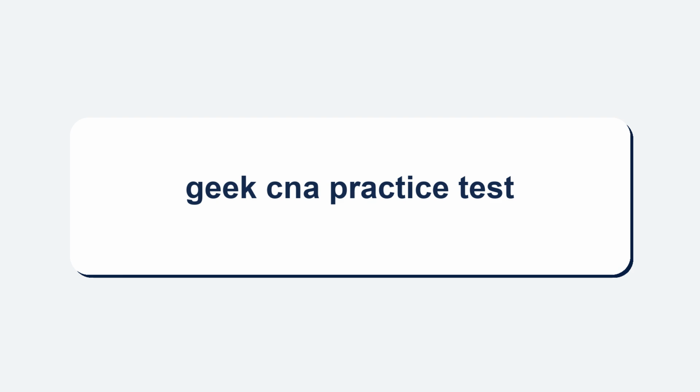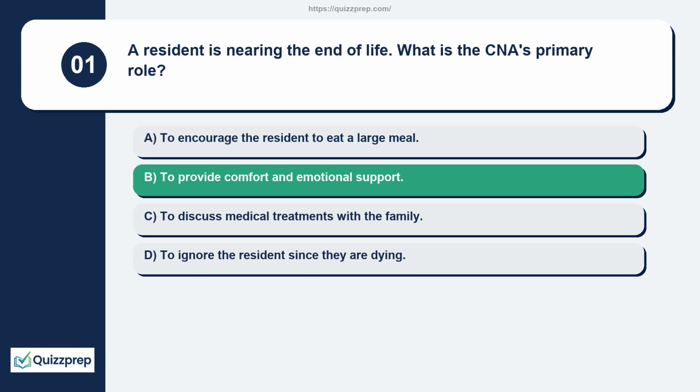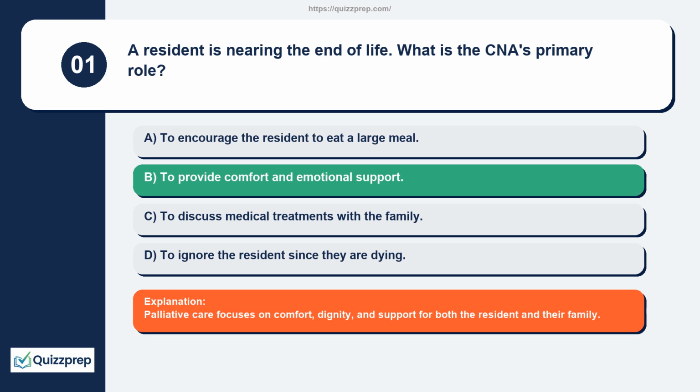Geek CNA Practice Test. Question 1. A resident is nearing the end of life. What is the CNA's primary role? To encourage the resident to eat a large meal, to provide comfort and emotional support, to discuss medical treatments with the family, to ignore the resident since they are dying. Palliative care focuses on comfort, dignity, and support for both the resident and their family.